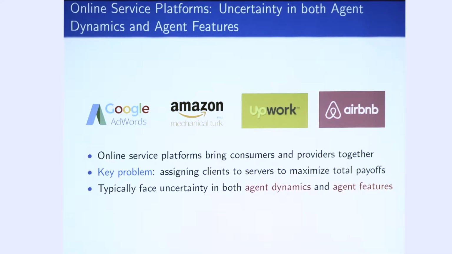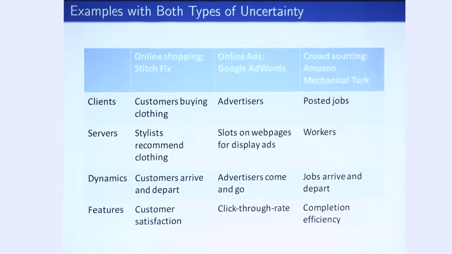These online service platforms bring customers and providers together. A key problem faced by these platforms is how to assign clients in the system to servers to maximize the total system payoff, subject to some server capacity constraints. In these online service platforms, we typically face uncertainty in both agent dynamics and agent features. Here are just 3 examples with both types of uncertainty.